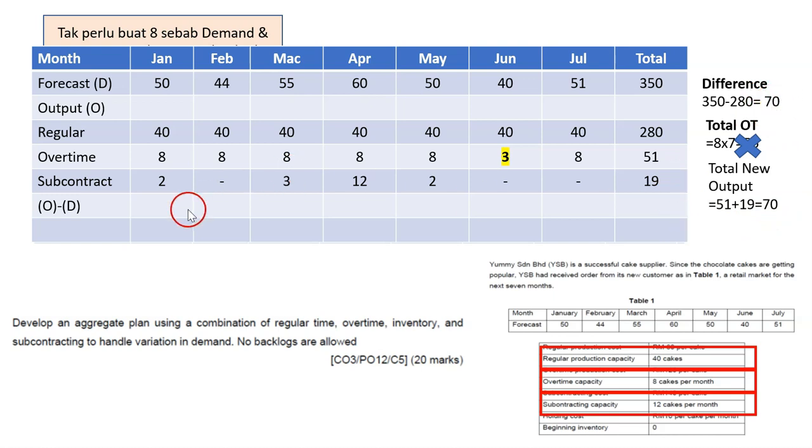Okay, now we're going to do the O minus D. For O, you have to add up all this output and then subtract the demand.